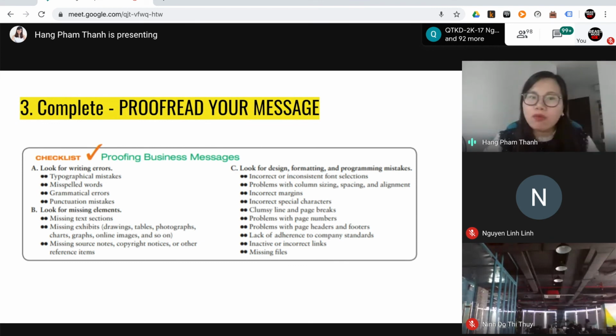Then you may want to look for missing elements, like anything missing, like the text sections, the exhibits, the notes or copyright notices, or other reference items. And then design, formatting, and programming mistakes.